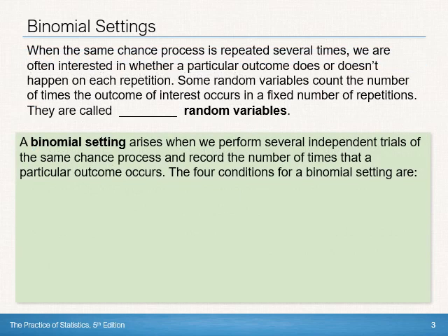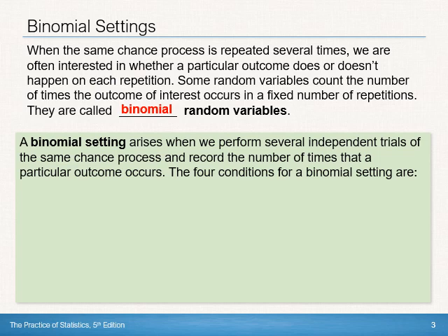Okay, a binomial setting. What is the situation that results in a binomial random variable? Some sort of random variable that looks at the results of a fixed number of repetitions of some chance behavior that we try again and again and again. If that's the case, then we're looking at a binomial random variable. So a binomial setting arises when we perform several independent trials of the same chance process, and we record the number of successes that we get in those trials.